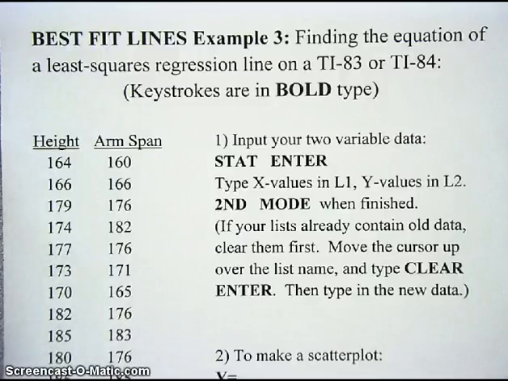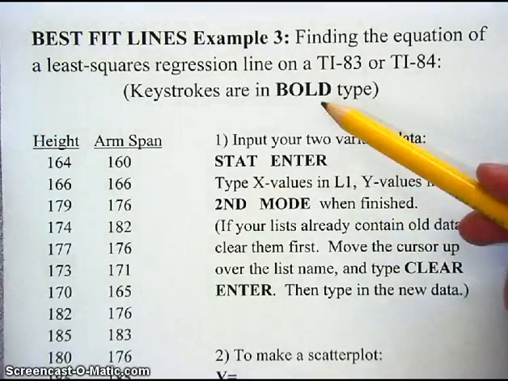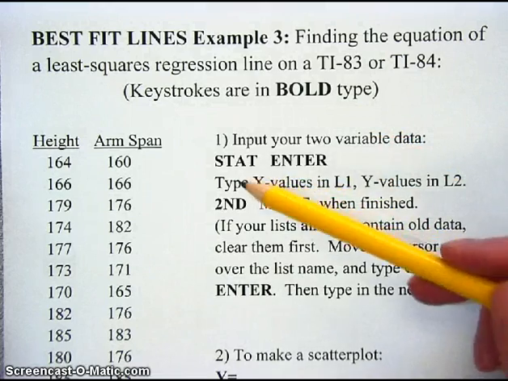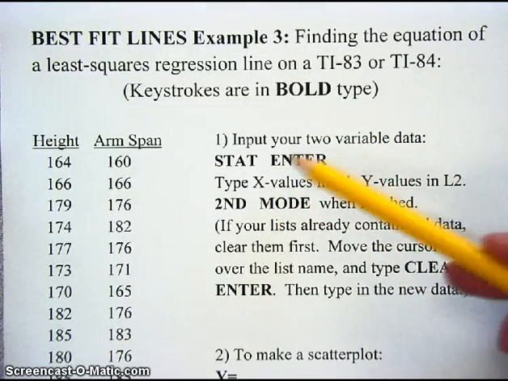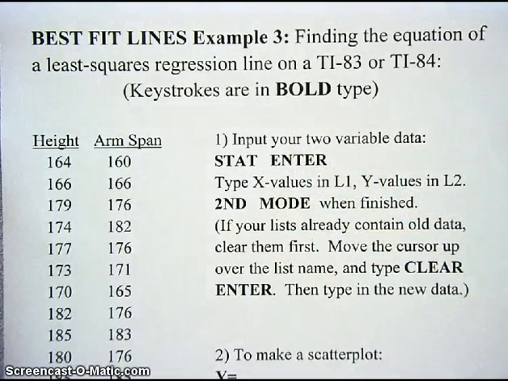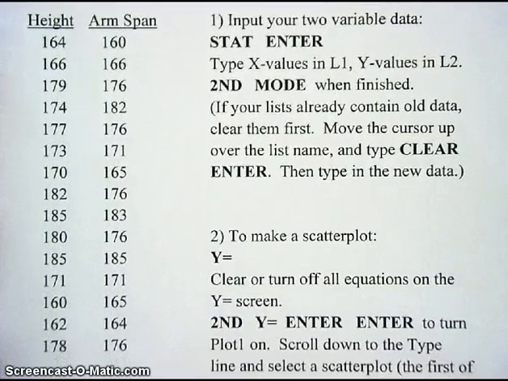In this video, we'll look at finding the equation of a least squares regression line on a TI-83 or TI-84 graphing calculator. As we go through, you're going to see a lot of boldface type. That indicates a keystroke. So for instance, this is the stat button, this is the enter button, and so on. Okay, we're going to use these data right here.